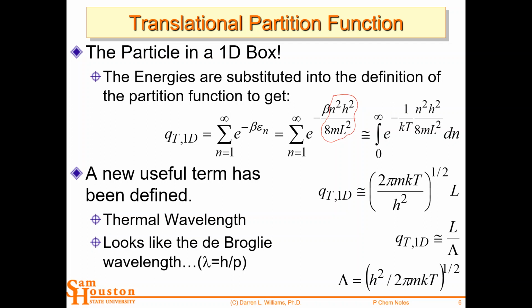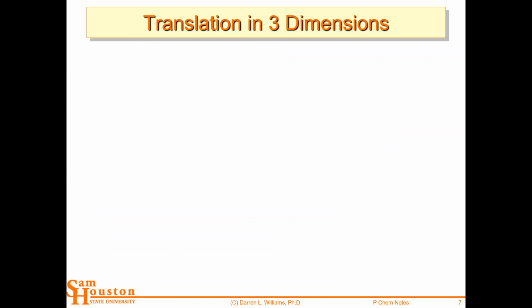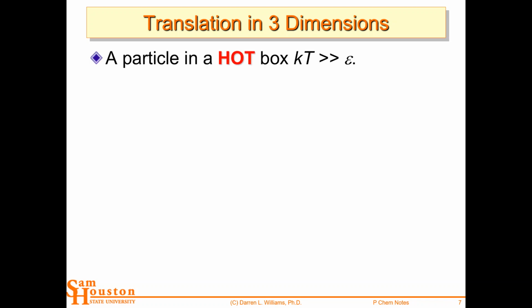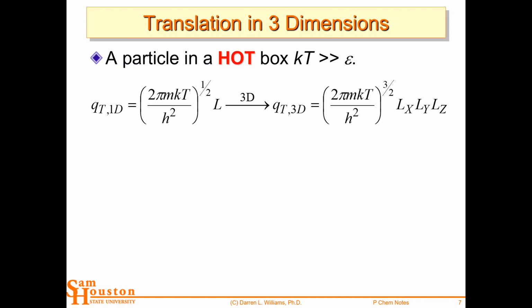And this is something that's unitless, and we can show how this partition function is unitless by looking at all the units here. We'll do that in the volume situation. So that's in one dimension. What if we do 3 dimensions? So, particle in a box where kT is much, much greater than the energy spacing, and that's the case for all of these translational situations because we've got particles in enormous volumes.